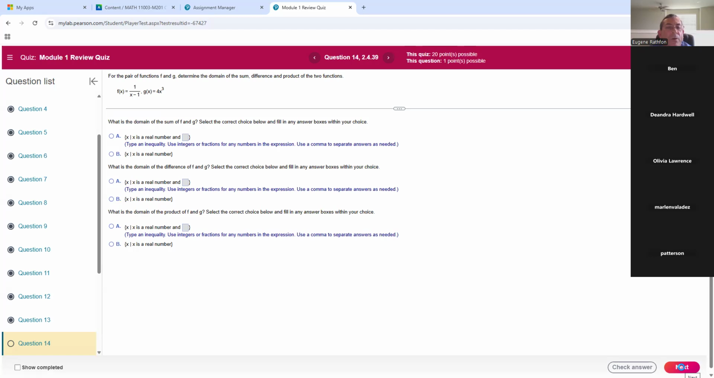And so 14 wants all the domains. Now, all three of these will have the same domain. Remember, we did these in class, and the sum, difference, and product will always have the same domain. So if you can get the first one, you got the last two also, okay? So I got f of x equals 1 over x minus 1. G of x equals 4x cubed. So we're doing the sum, difference, and product.